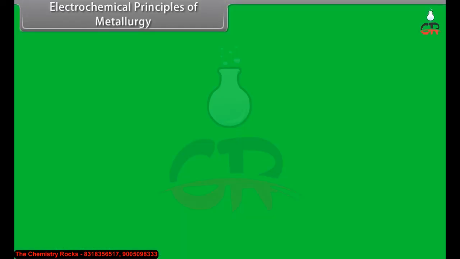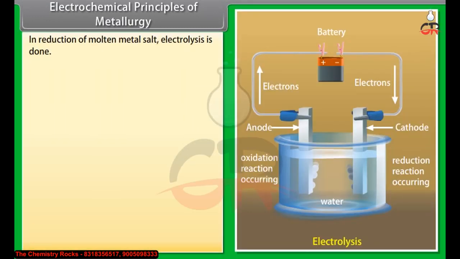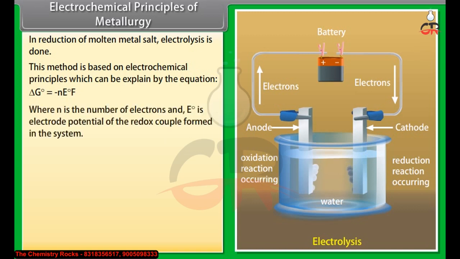Electrochemical principles of metallurgy. In reduction of molten metal salt, electrolysis is done. This method is based on electrochemical principles which can be explained by the equation delta G naught is equal to minus n E naught F, where n is the number of electrons and E naught is the electrode potential of the redox couple formed in the system.